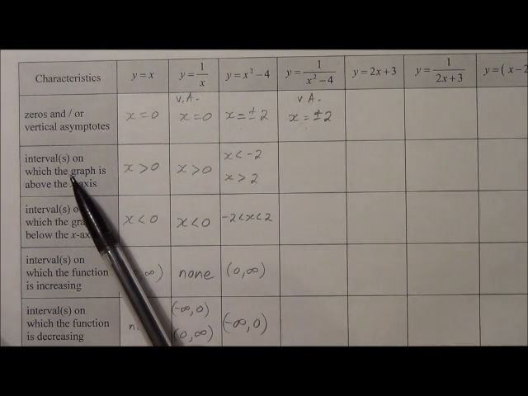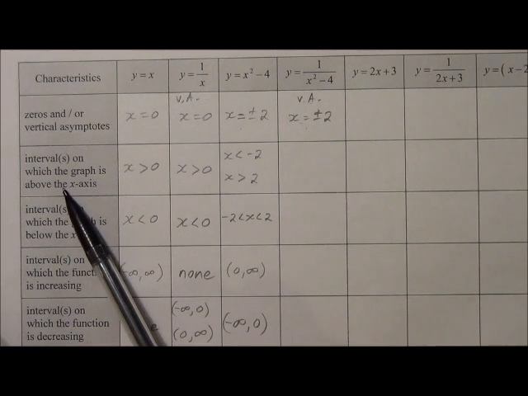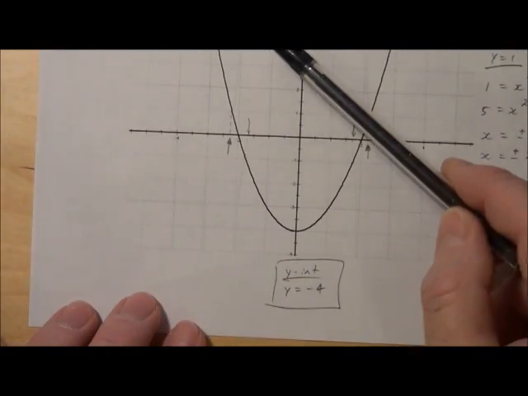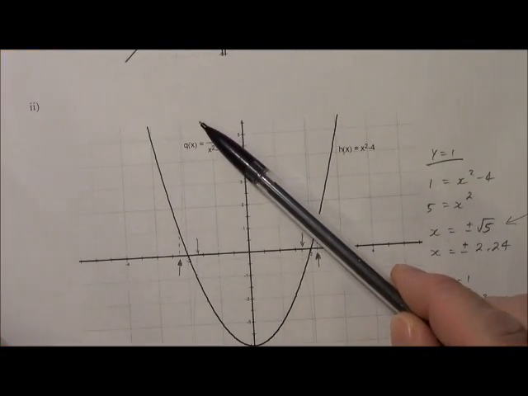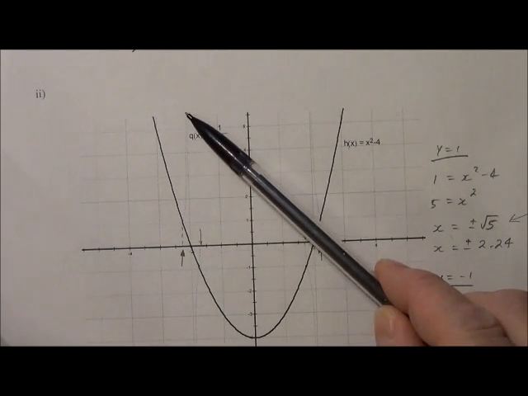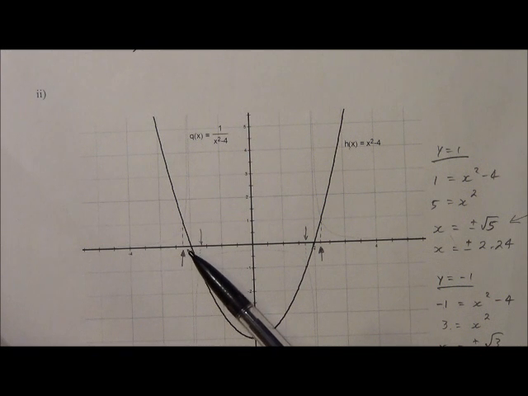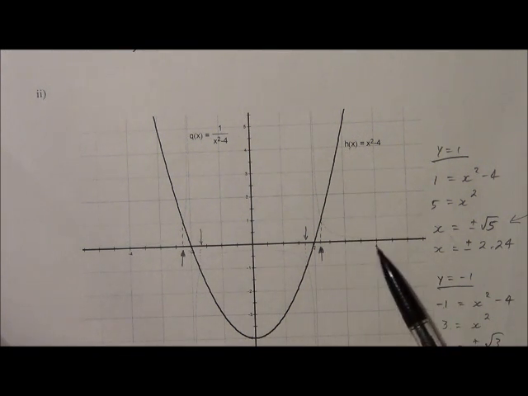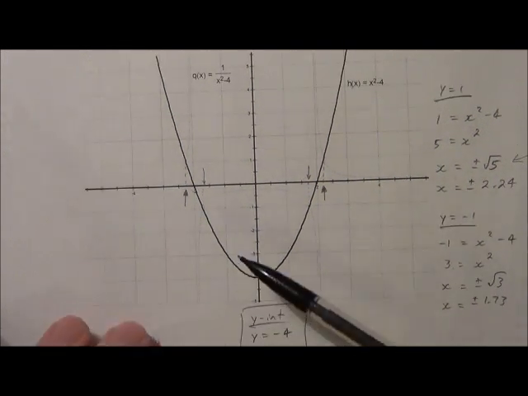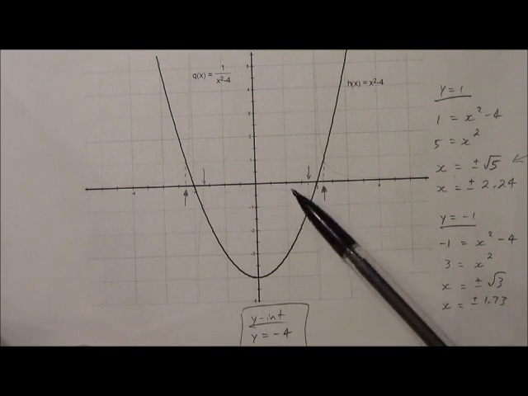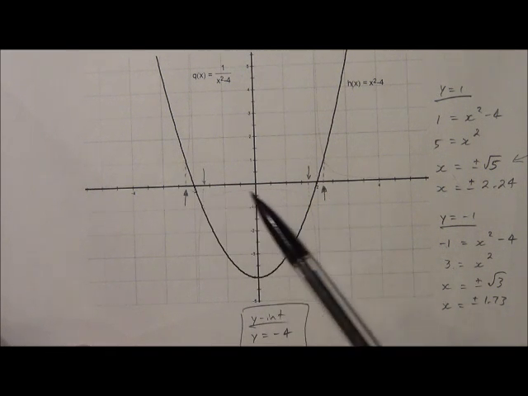Okay, so now we'll take a look at the intervals where the graph is above the x-axis, and we'll also look at where the graph is below the x-axis at the same time. So the graph here is above the x-axis when x is less than -2, and it's also above the x-axis when x is greater than 2, and the graph here is below the x-axis when x is between -2 and 2.